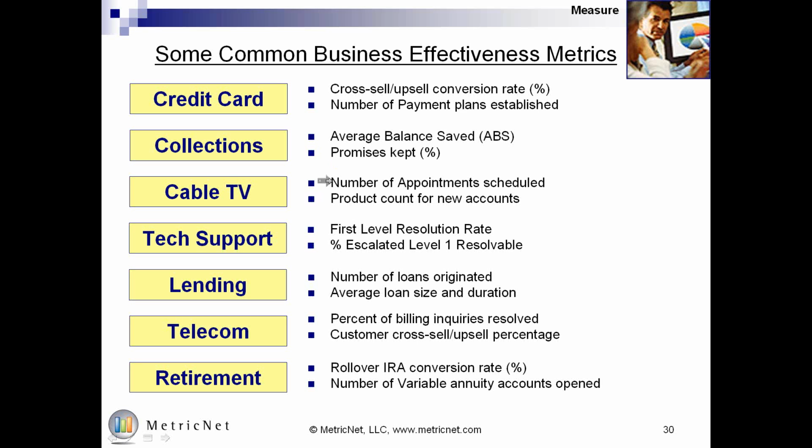In a cable TV call center, the number of appointments you scheduled for field reps and the product count for new accounts. Let's say somebody calls up to Comcast or Cox or one of those others, or Verizon Fios, for example, and they say, hey, I want to get cable television. Well, that's one product. If you upsell or cross-sell that customer into the sports channel, into HBO, into movies on demand, and a bunch of other stuff, by the time you're done with that sale, you might have a product count of 10 for that particular customer. But anything over 1 represents a win for the organization.